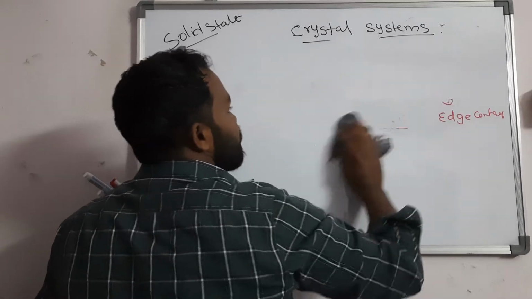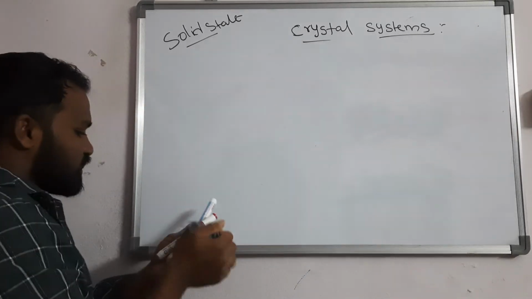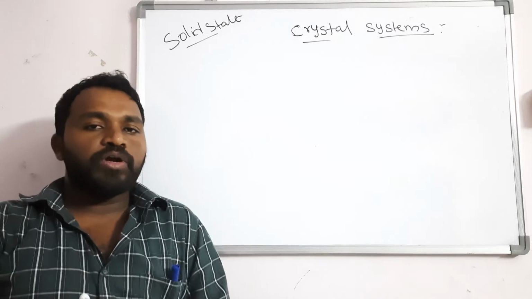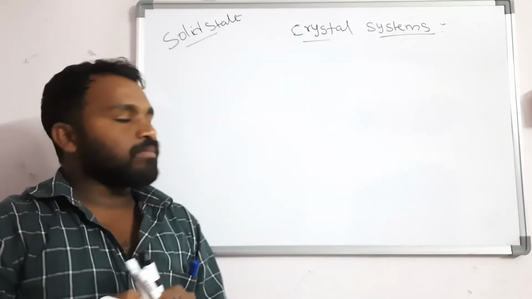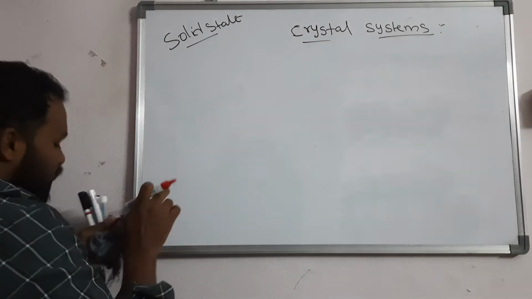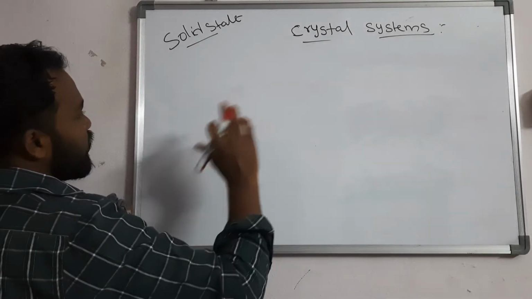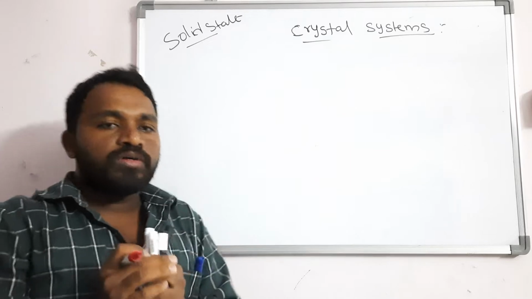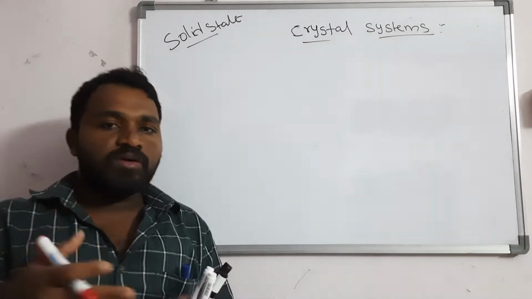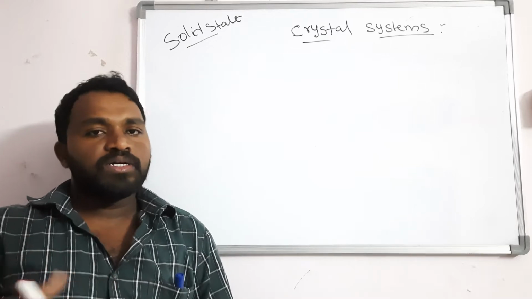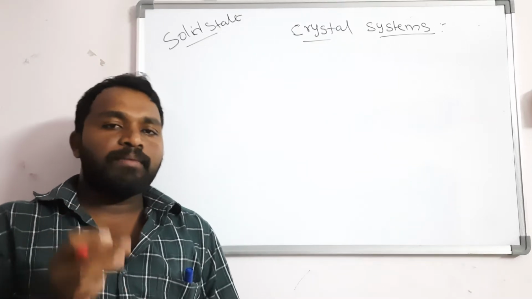Next, I am going to talk about the 7 crystal systems. For this I am going to use a code, so you should remember the order. If I just write cubic, tetragonal, hexagonal, orthogonal, you will get confused, so here I am going to give a small code.